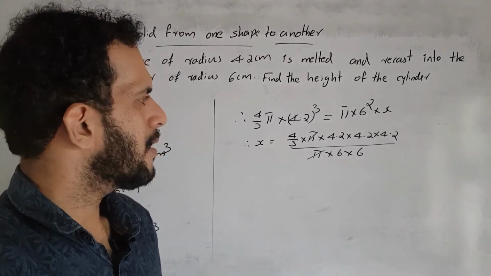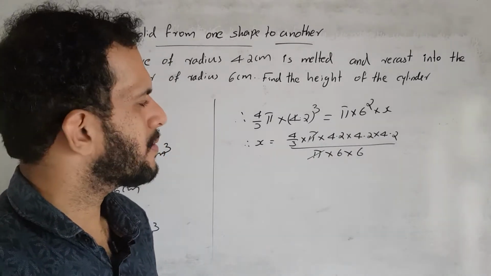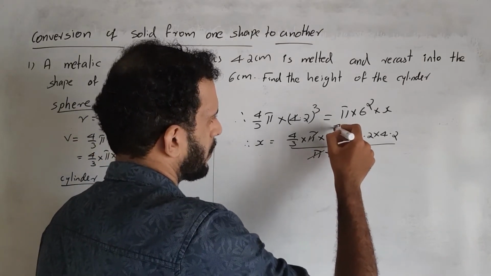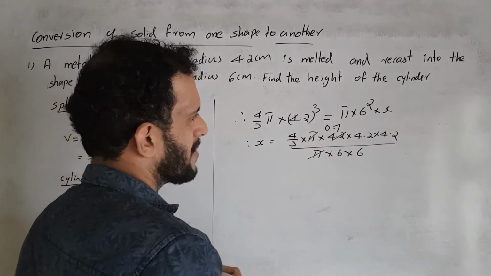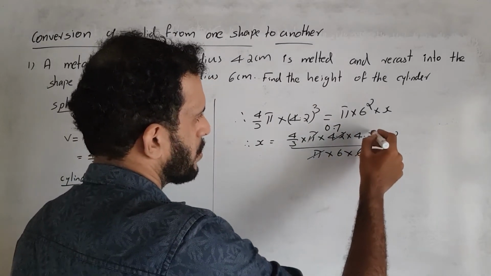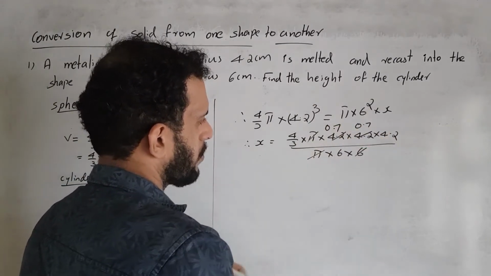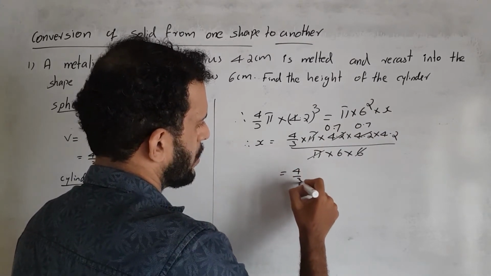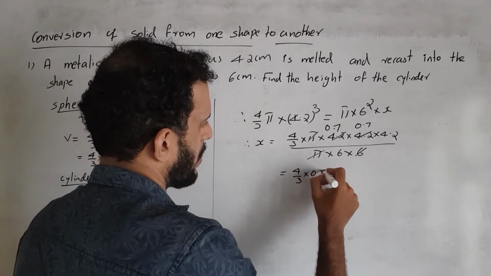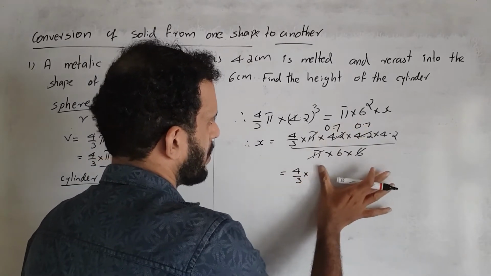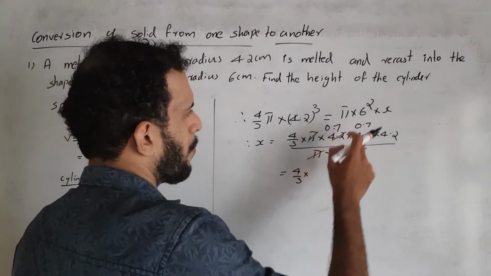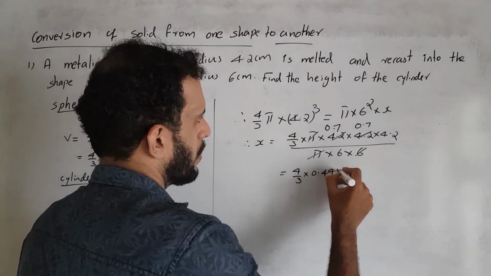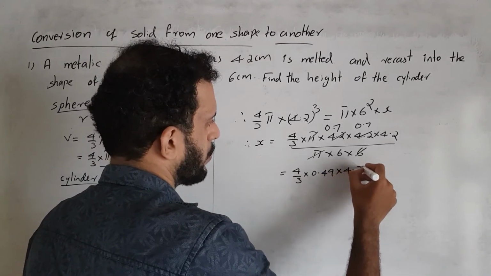Correct. What is 6 divided by 4.2? How many times does 6 go into 42? 7 times, correct. Then we put the decimal point, so 0.7. Then here also 0.7. Then what do we get? 4 by 3 into 0.7 into 0.7 into 4.2. 0.7 into 0.7 is 0.49, into 4.2.